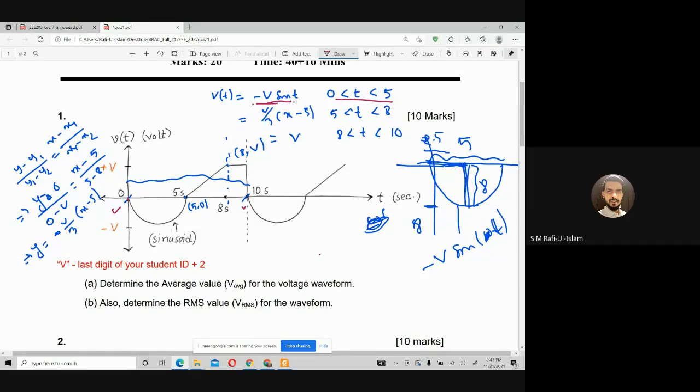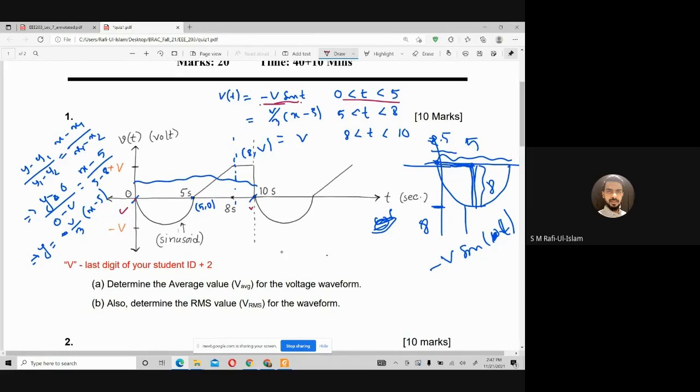So the formula for a straight line is (y minus y1) divided by (y1 minus y2) equal to (x minus x1) divided by (x1 minus x2). So we need to write down the coordinates of this point. This is on the x-axis, so the coordinate should be (5, 0), because on the x-axis the coordinate for y should be 0. So I put 0. What is the coordinate for this? The coordinate for this is 8, because the time is 8 and the magnitude is plus v. So I put in v.